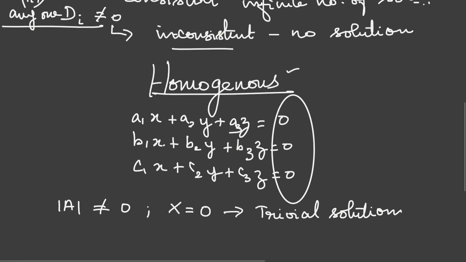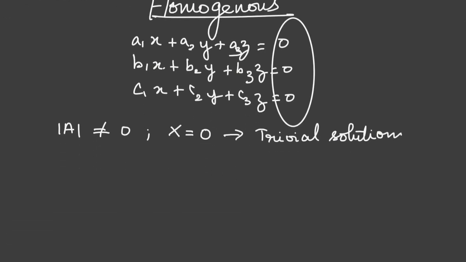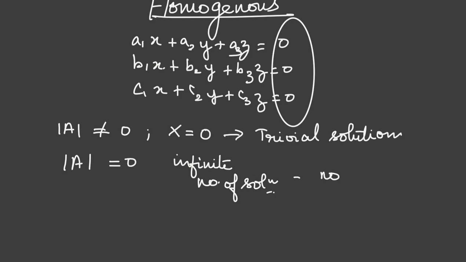That is x is equal to 0, y is equal to 0 and z is equal to 0. Suppose determinant of A is equal to 0. The system has infinite number of solutions, or you can say it has a non-trivial solution.